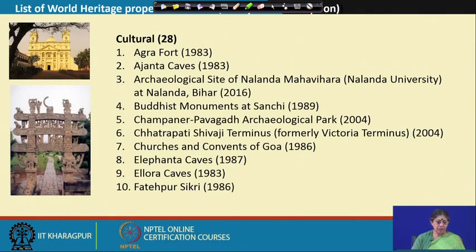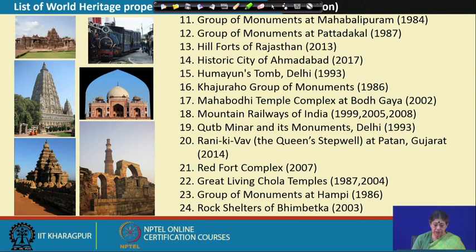Now, there is a list, I will not go into the detailed list. You can see that the category is given for each of the sites and the year of inscription is also given in the bracket, like Agra Fort, which was inscribed in 1983, Nalanda in 2016, Champaner in 2004, Elephanta Caves 1987, Fatehpur Sikri 1986. There are actually 28 cultural sites, and it continues. You can see that there are very many sites.